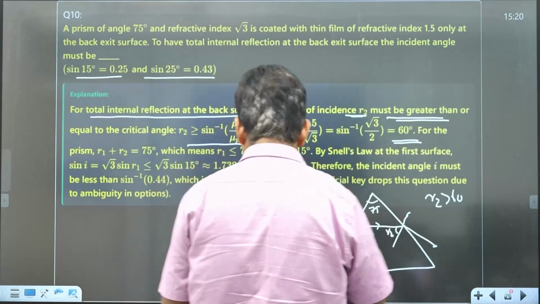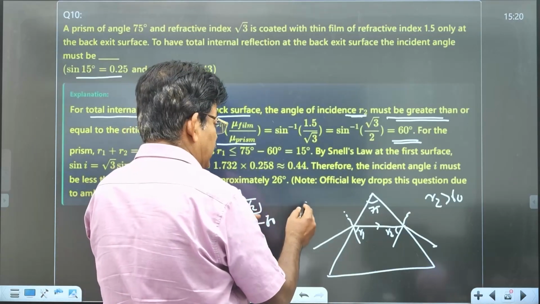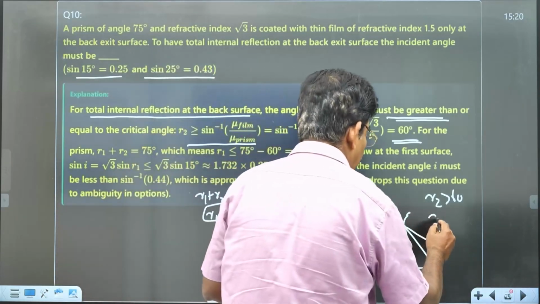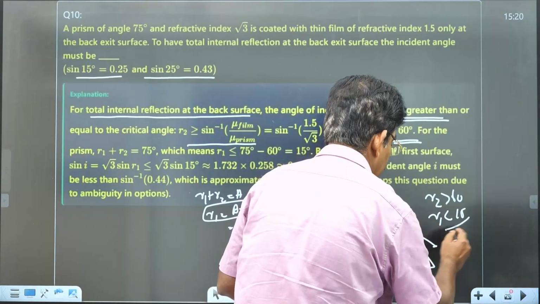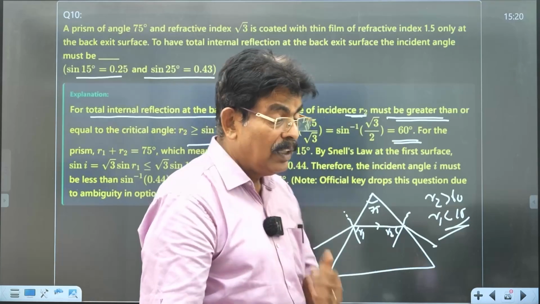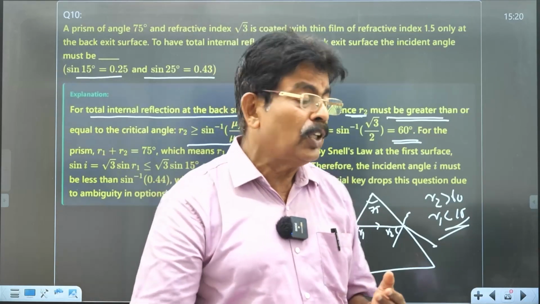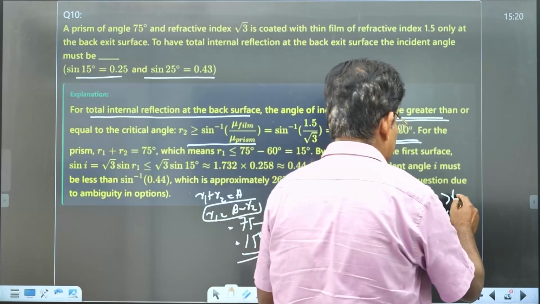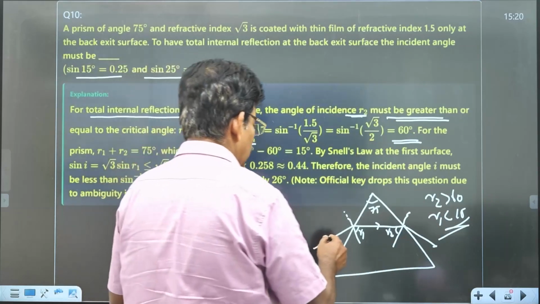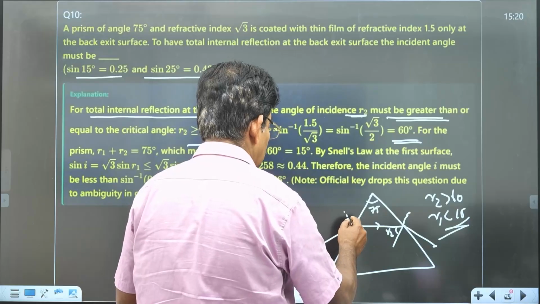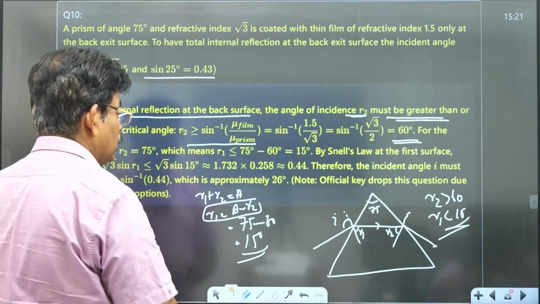And you know what is R1? R1 is A minus R2. If R2 is greater than 60 degree, R1 will be less than what? 15 degree. If R2 is 60 degree, R1 will be 15. But here it is given that for total reflection to happen, R2 should be greater than 60 degree. Therefore, R1 should be less than 15 degree. Then here we have to calculate the angle of incidence. Okay, so the angle of incidence we can calculate.